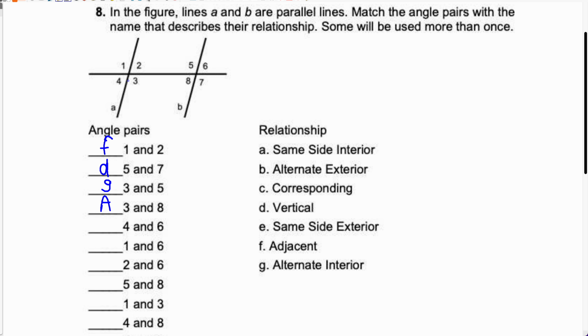What about 4 and 6? What are they? Alternate exterior. They are on opposite sides of the transversal. They are exterior, or outside the parallel lines. Okay, and then 1 and 6. Same side exterior. Okay, whoops, that's an ugly letter. I'm not good at writing down there that low on the screen. 2 and 6.